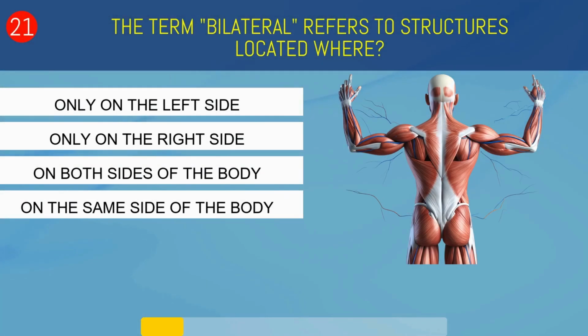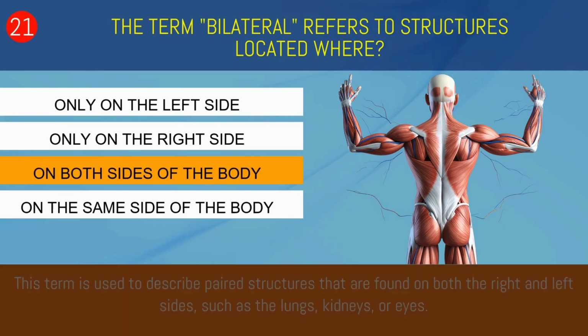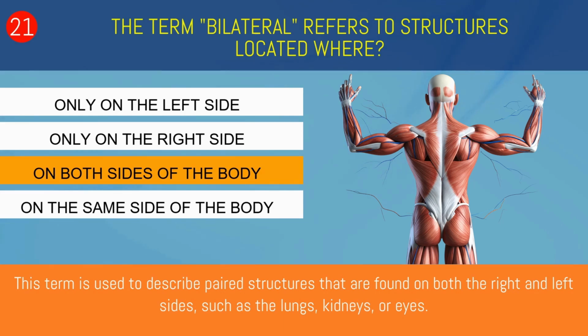The term bilateral refers to structures located where: only on the left side, only on the right side, on both sides of the body, or on the same side of the body? On both sides of the body. This term is used to describe paired structures that are found on both the right and left sides, such as the lungs, kidneys, or eyes.